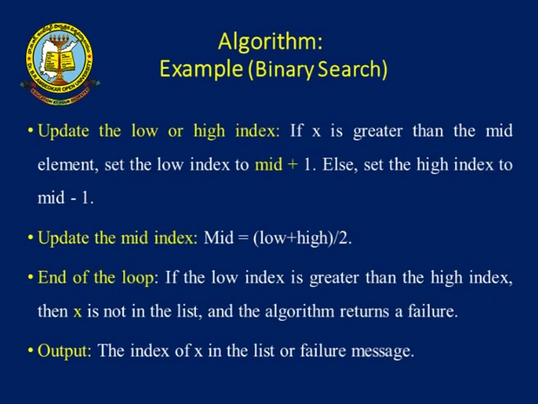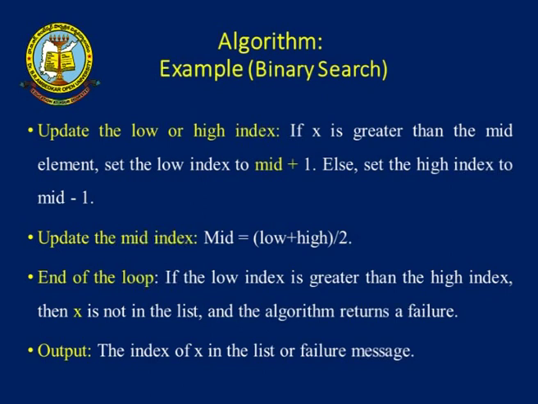so you have to search in the second set of elements. In the second set, the higher index stays where it is, and you have to re-index the lower index. The lower index will be mid plus 1. In the first part, the higher index will be mid minus 1. In the second part, the lower index will be mid plus 1, and the higher index will be the higher index that we declared at the beginning. So this is how you update the lower index in the second half and the higher index in the first half.